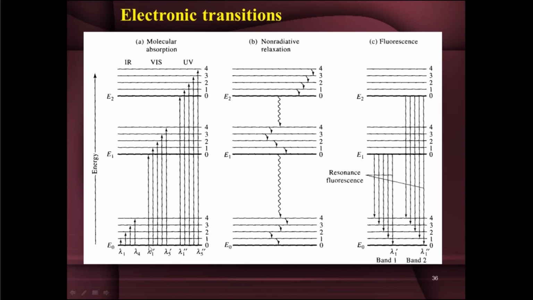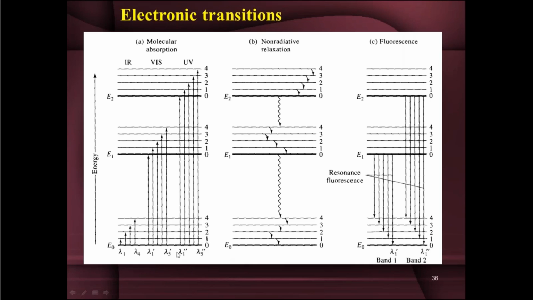So this brings about an electronic transition from E0 to E1. Lambda 2 dash brings about an electronic transition from E0 0 to E1 1. Lambda 3 dash brings about electronic transition from E0 0 to E1 2, this one. So each of these is possible, and this will give rise to a visible spectrum.